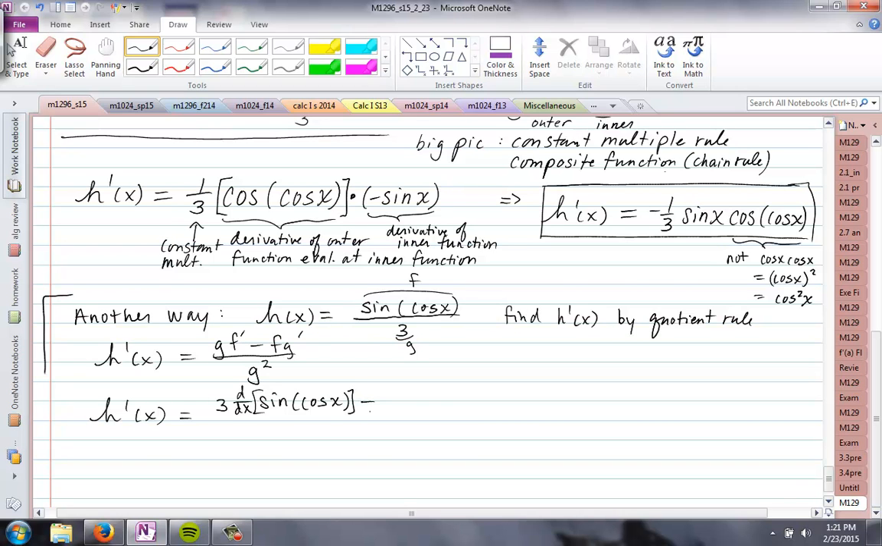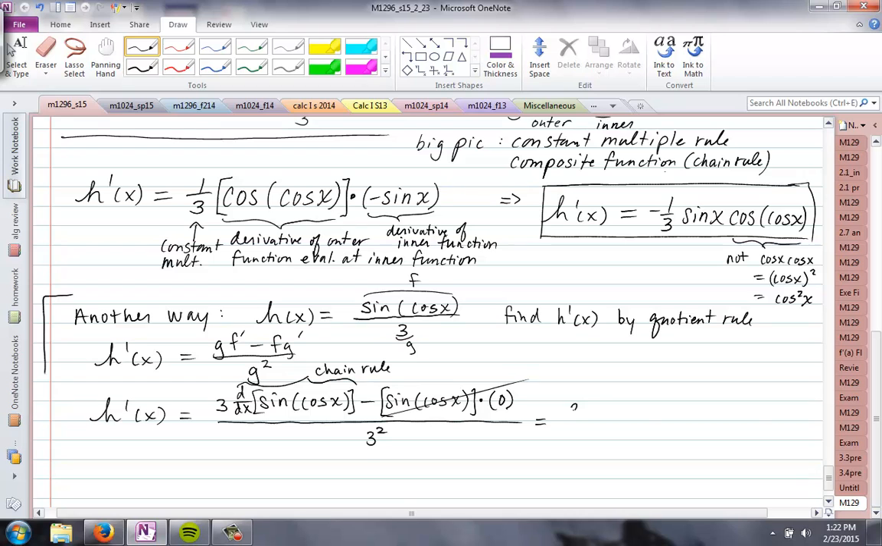So then we have minus f, which is just the sine of cosine x. And then that is being times g prime, which is the critical step. The derivative of g, which is a constant 3, is 0. This is all over g squared, which is 3 squared. Okay, this is fine. Notice that the times 0 is going to eliminate the whole entire term on top. And now we have to find the derivative of sine of cosine x with the chain rule, which is something we did in the previous method.